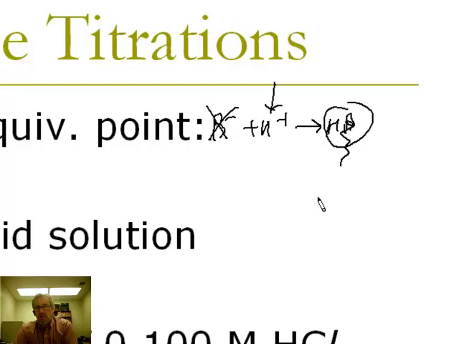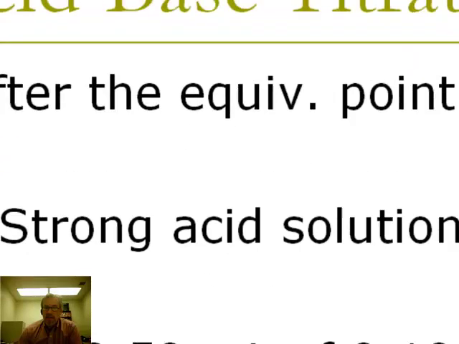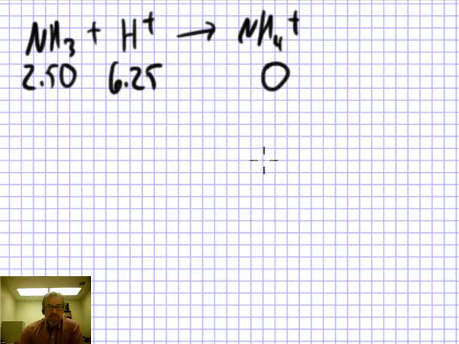So, our example problem, we're now at 62.5 milliliters of 0.1 molar HCl that's added to our original 25 milliliters, and we want to know what is the pH. So we started out originally with 2.5 millimoles of NH3. We have now added 6.25 millimoles of H+, and before the titration began, we had no ammonium. We have now lost 2.50 millimoles of NH3, and that's all the H+ we can lose because NH3 is the limiting reactant after we reach equivalence point.